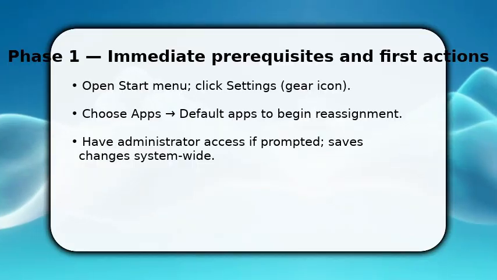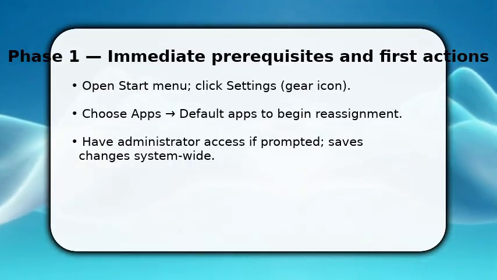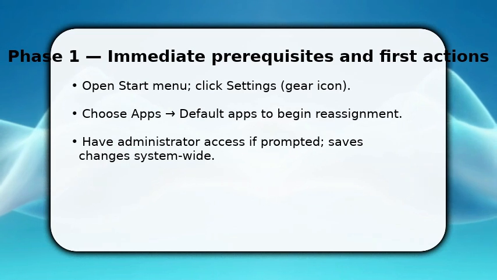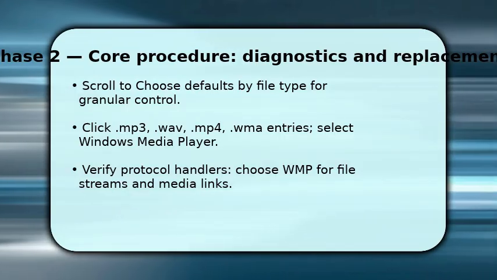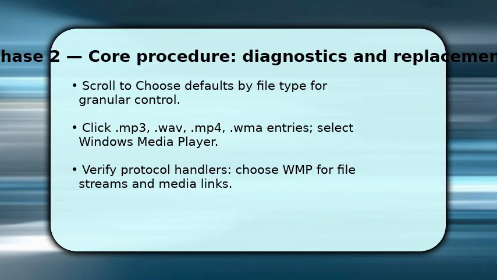Once done, you've completed the first actionable step toward making Windows Media Player your default player. Next, you'll associate specific file types so playback opens consistently. Navigate to choose defaults by file type. This lets you assign MP3, WAV, MP4, WMA, and similar extensions directly to Windows Media Player.